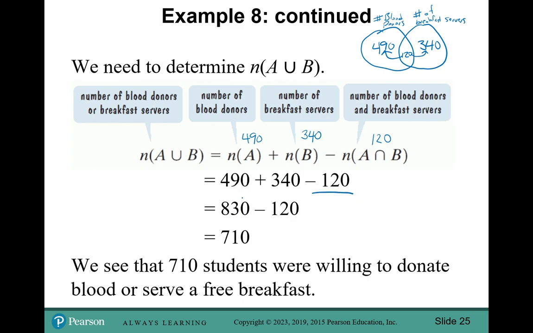Now, if we do this basic math here, we add 490 plus 340, we get 830. We subtract that 120, we see that there were 710 students that were willing to donate blood or serve a free breakfast overall. That's the total number of students. Now, some of them were willing to do more than one thing. There was 120 that were willing to do more than one thing. But there are only 710 students overall to pull from.